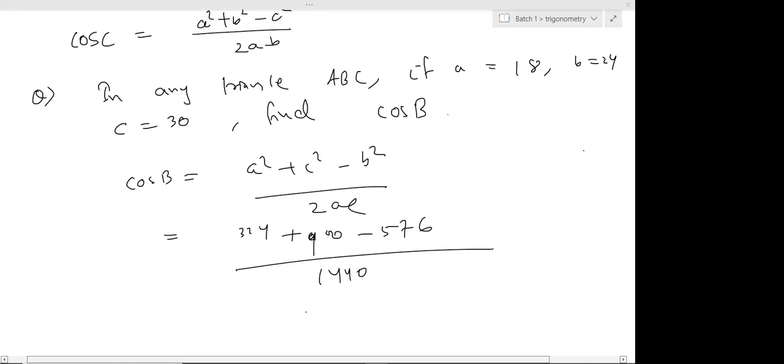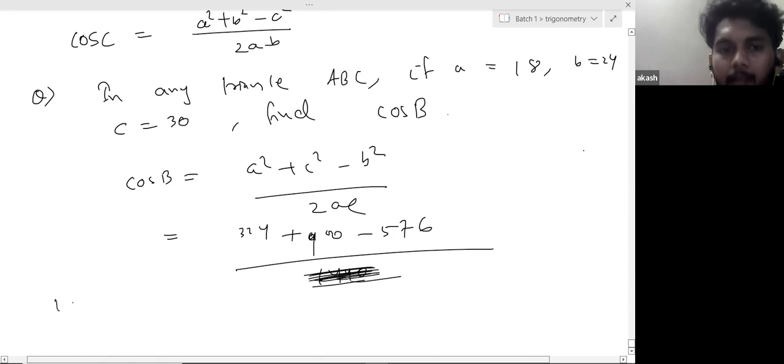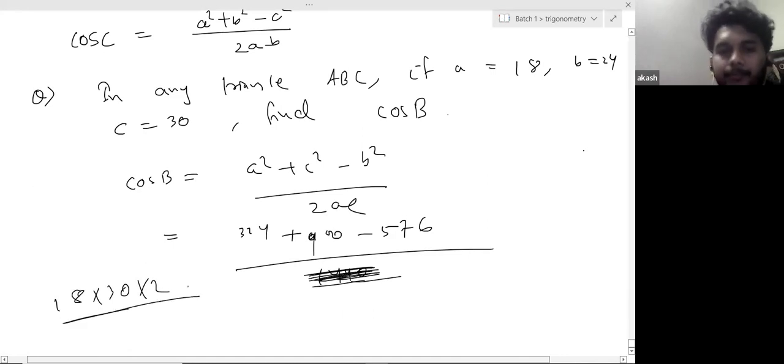Yes, sir. Denominator, I found the denominator wrong. Let me check. How much is ac? 108. Okay, right. I multiplied 2 again, right? So 18 into 30 into 2 you have to do. So that is also wrong, I guess. Not 1080. Please multiply this. Tell me the right value.